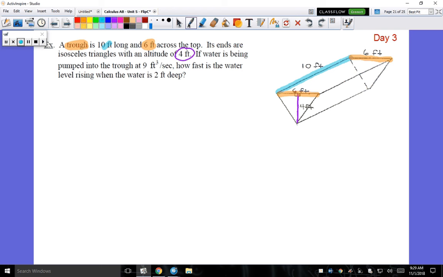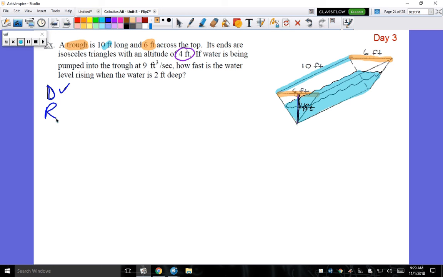So let's imagine that the water is 2 feet deep. Okay? So there's the water. Give it a little bit of kind of dimension, if you will. Alright. And let me make sure that you can see that. 4 feet for the height. So the diagram is pretty much done. Okay? So now let's move on to the rates.